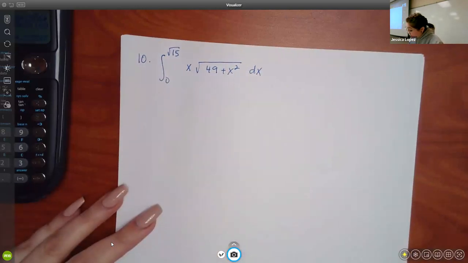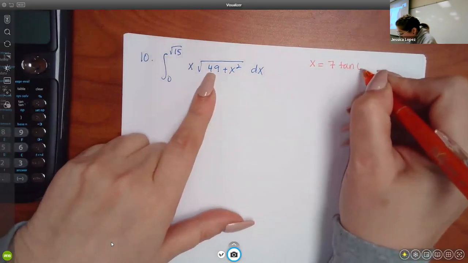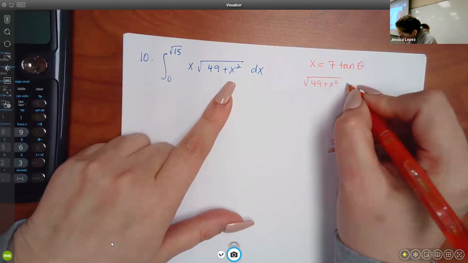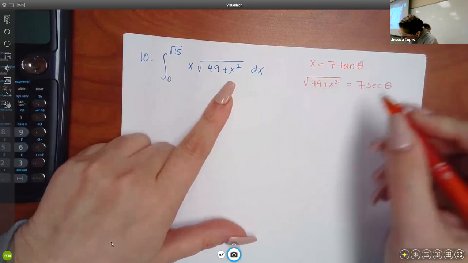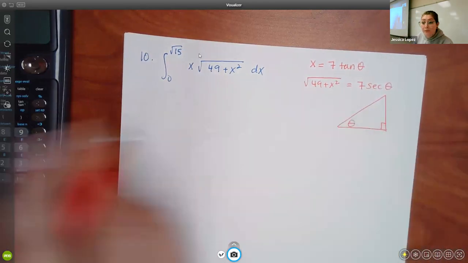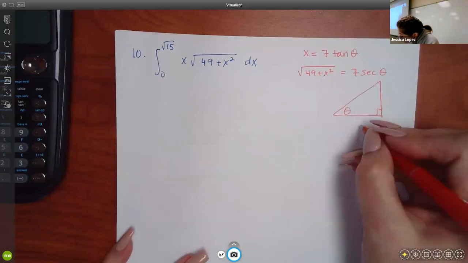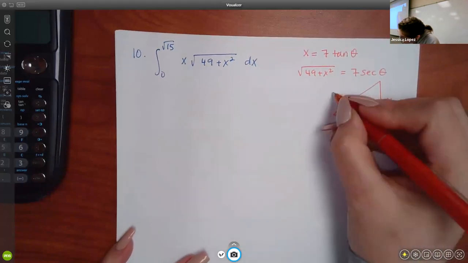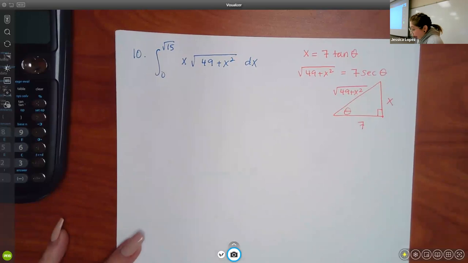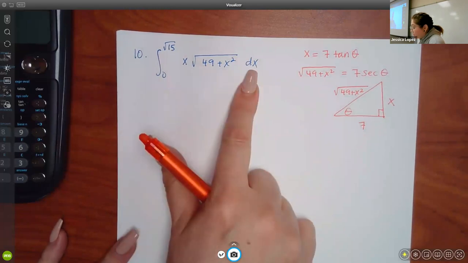So we have that my variable is x equals 7 tangent theta, and then my radical is going to be 7 secant theta. And I think they labeled the constant. Yes. So this is where the 7 is going to go. This is where the variable is going to go. And then this is where the house goes. We just don't have dx, right? So we know what to plug in for x. We know what to plug in for the radical. But we don't know what to plug in for dx.